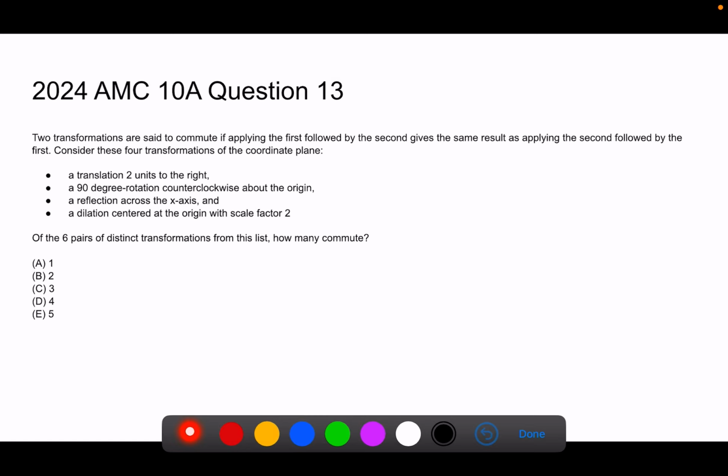And A, question 13. Two transformations are said to commute if applying the first followed by the second gives the same result as applying the second followed by the first. Consider those four transformations of the coordinate plane. The first one, let's call it 1.